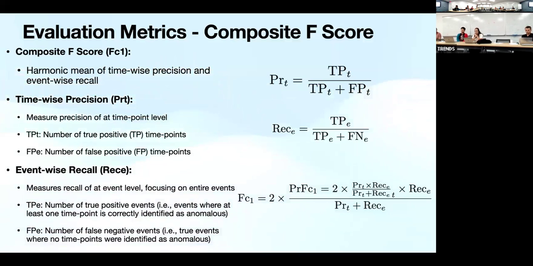I'm not sure if this is something that they came up with, or if it's widely used, but the composite F score. Is that F scores? Yeah, there are different types. One that they looked at was a composite F score, so it's just the harmonic mean of time-wise precision and event-wise recall. Yeah, I think that's common use.